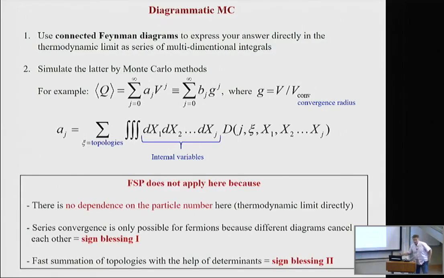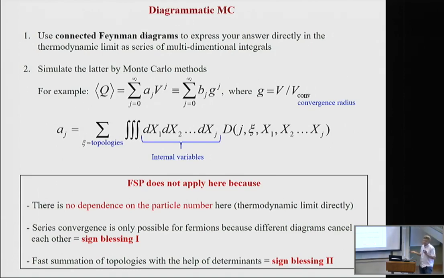So that's the setup. First, let me explain this fermionic sign problem doesn't apply here in principle because first, your answer is already in a thermodynamic limit. So whatever previously was called fermionic sign problem was exponential scaling with the system size. There's no system size here in principle. It's already infinite. So you cannot apply the conventional notion of fermionic sign problem. It's not even there. So that's one.